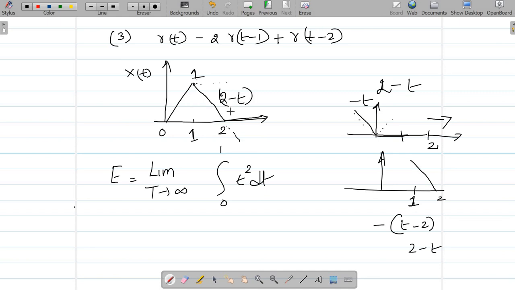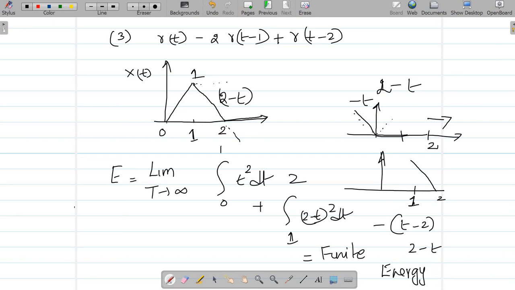When I substitute 1 here, I get 1. When I substitute 2 here, I get 2. So this plus the integral from 1 to 2 of 2 minus t the whole square dt. I have to evaluate it, and it is going to be a finite quantity. There is no doubt about this. You can very easily find that it is going to be a finite quantity, so it is going to be an energy signal. If a signal is an energy signal, then power is equal to 0. So we can conclude that this signal is an energy signal.